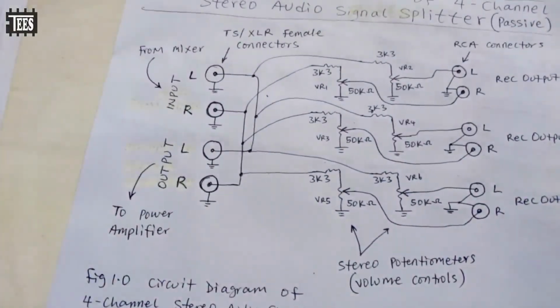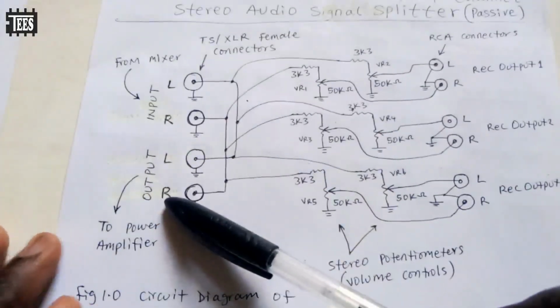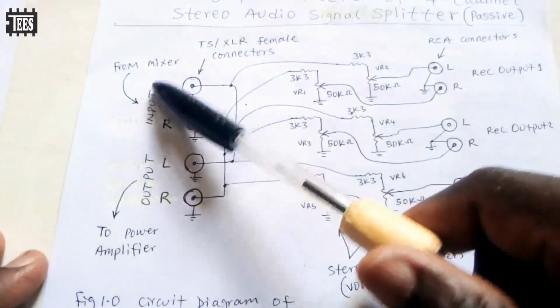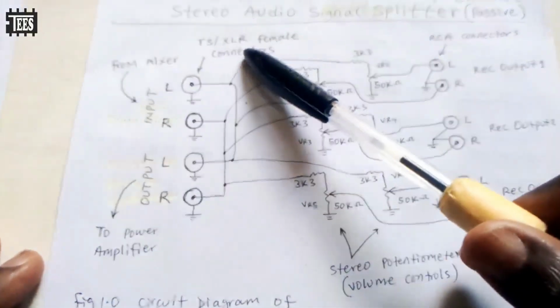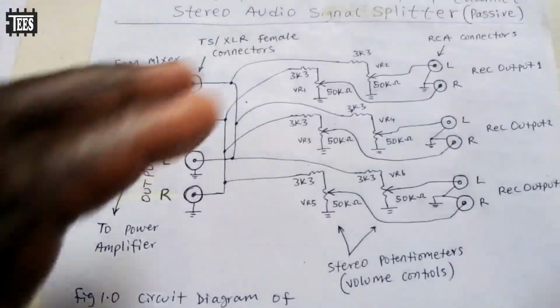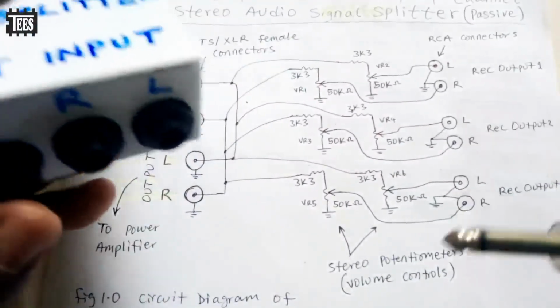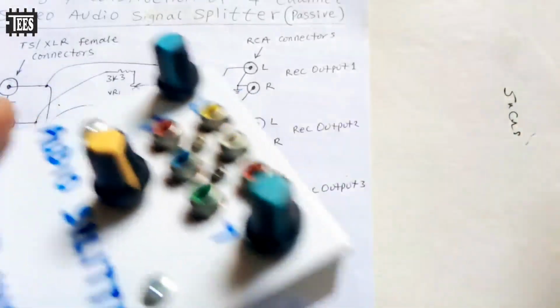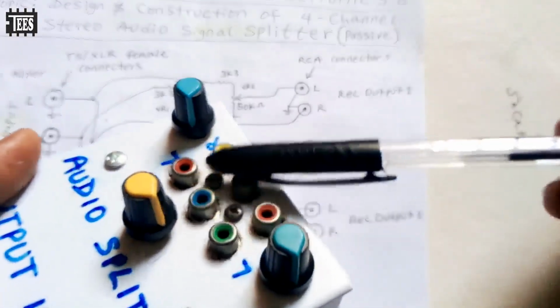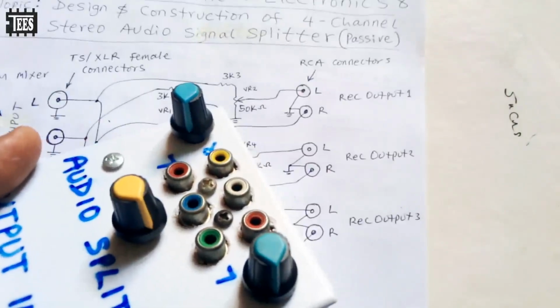how this works. So if you look, this is the input from the mixer. They are looped. So the output from the mixer comes through this input. These are the TS and XLR female connectors, those that we have here, the female connectors for this TS connector. Then these ones here are the RCA connectors. These are the RCA connectors we have on our audio and video equipment.